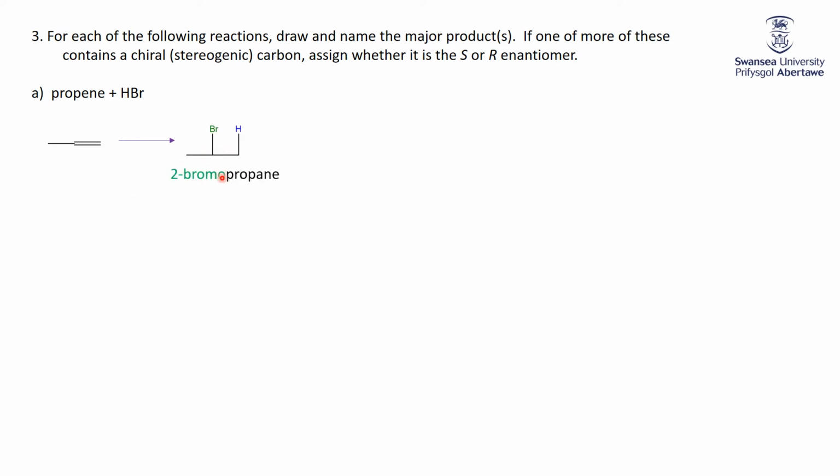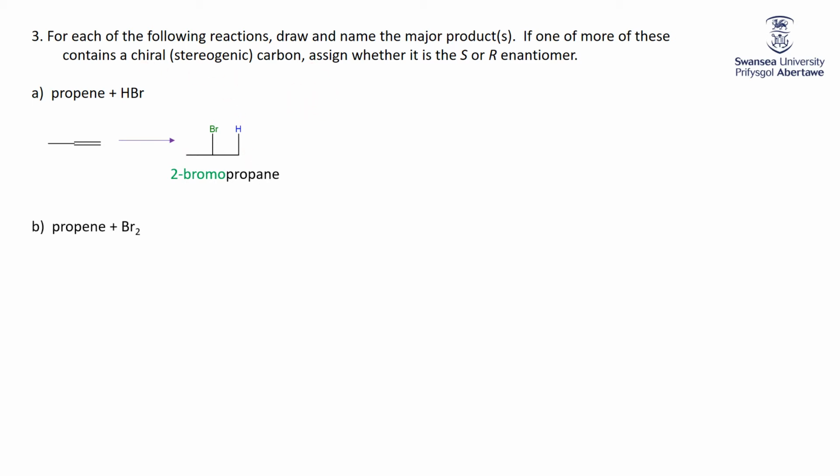Okay, now, is there a chiral carbon here? And the answer is no. And this is where the way we're drawing things can confuse things. This carbon here is a CH3. This carbon here is a CH3. So the 2 carbon has a hydrogen, a bromine, and then 2 CH3s. So we don't worry about it being chiral.